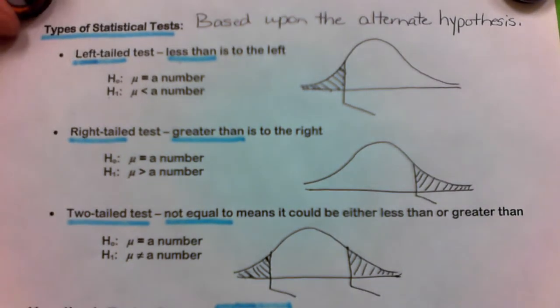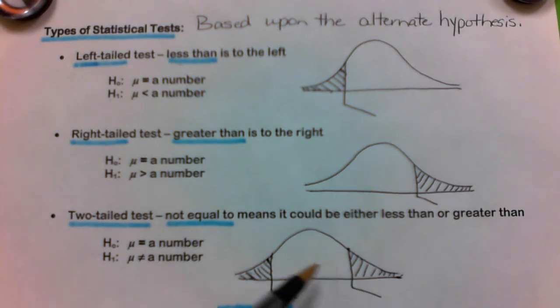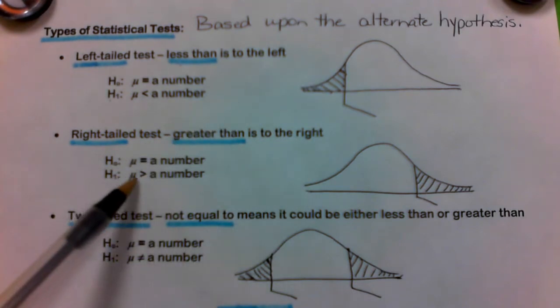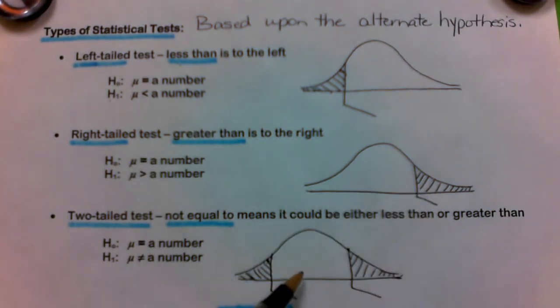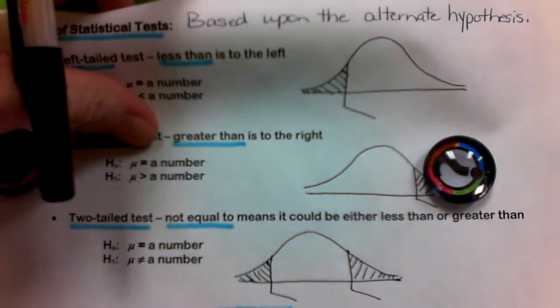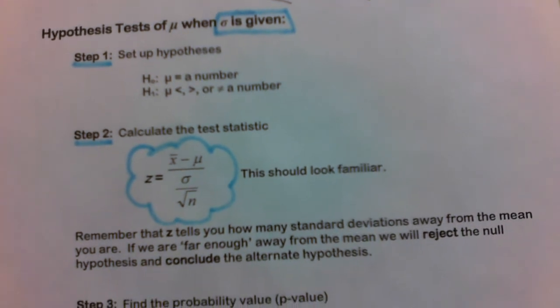And then if your alternate hypothesis is not equal to, which is what we just experienced, then we have what is called a two-tailed test, and the picture would look like that. So be aware that the alternate hypothesis is what dictates: less than, left-tailed; greater than, right-tailed; not equal to, two-tailed. All right, so we've already talked about step 1, which is setting up the hypotheses, your null and your alternate.